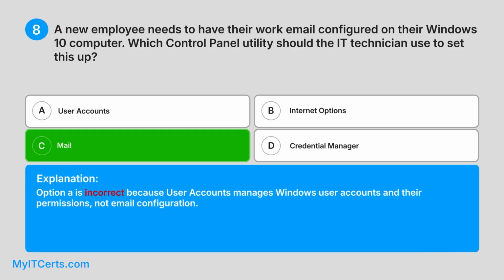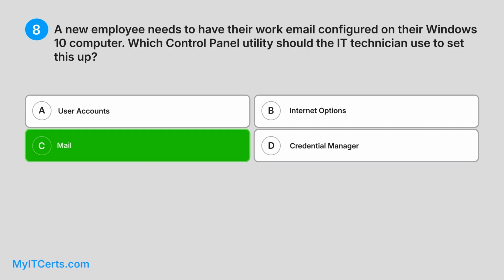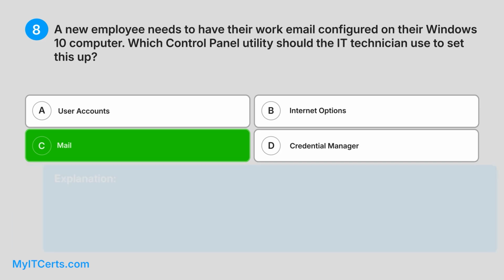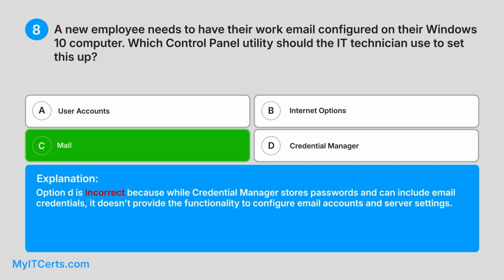Option A is incorrect because User Accounts manages Windows user accounts and their permissions, not email configuration. Option B is incorrect because Internet Options primarily configures web browser and internet connection settings, not email accounts. Option D is incorrect because while Credential Manager stores passwords and can include email credentials, it doesn't provide the functionality to configure email accounts and server settings.